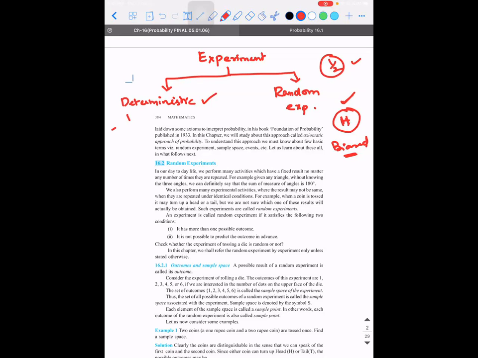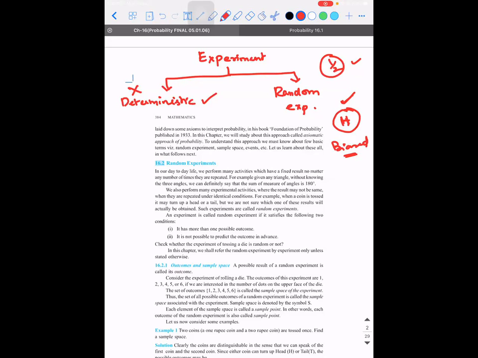Now comes an important question. Is probability important or applicable for deterministic experiments? Is there any use of studying probability for a deterministic experiment for which you already know the output? You know that this is going to happen. What is the concept of studying probability? There are various outputs, then we can use it, sir. Yes. So for a deterministic experiment, we don't need to study probability because you know the output.